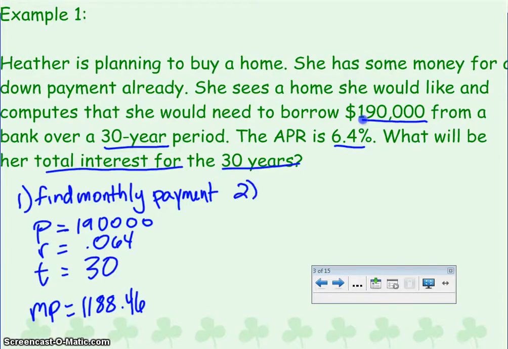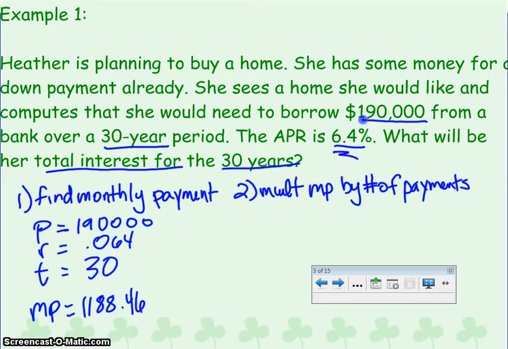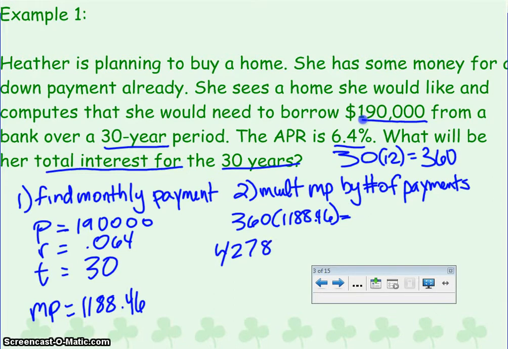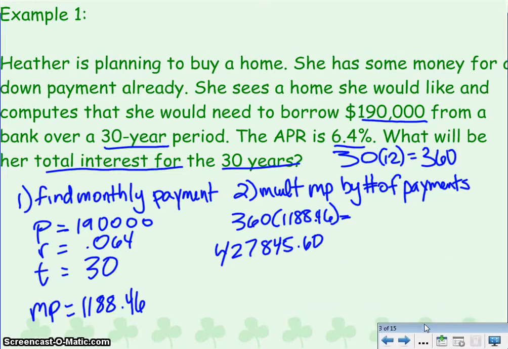So, monthly payment $1,188.46. Step 2 is to multiply the monthly payment by the number of payments. So in this case, there's 30 years, there's 12 months in a year, so we're looking at 360 payments. 360 times the 1188.46, I end up with a total of $427,845.60.